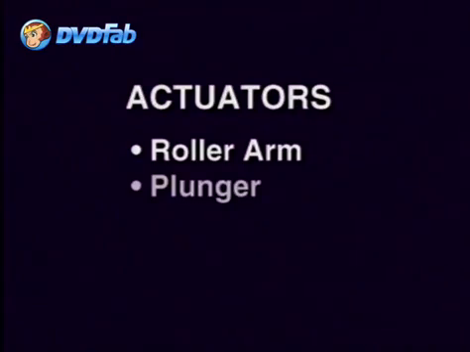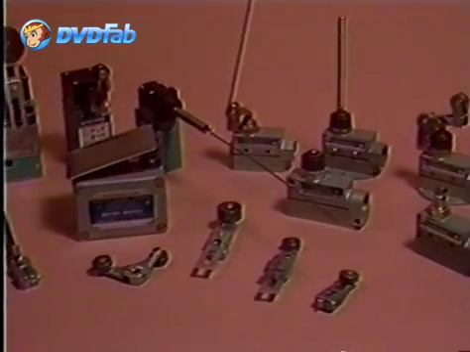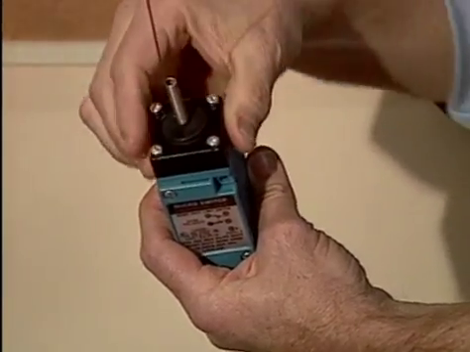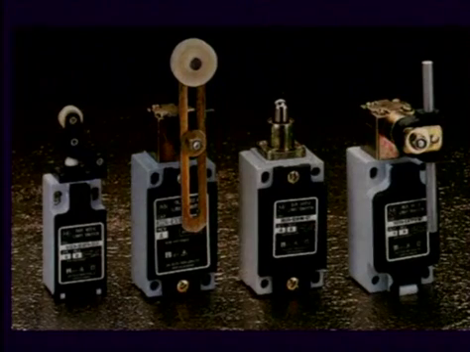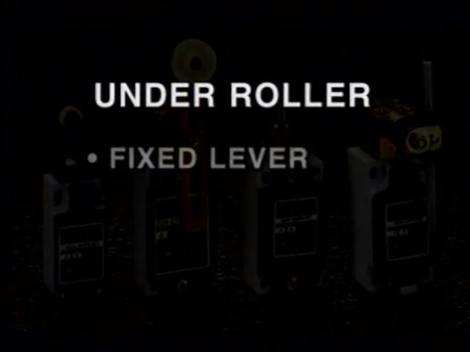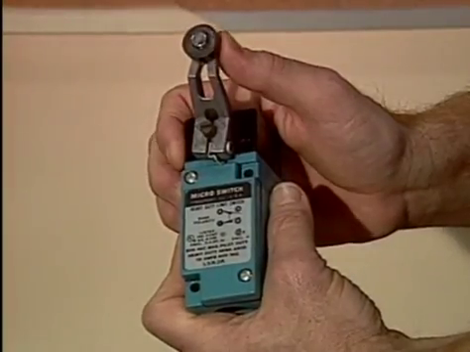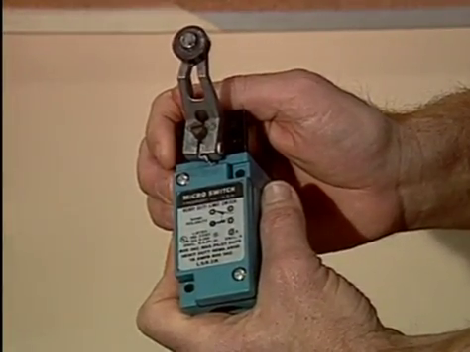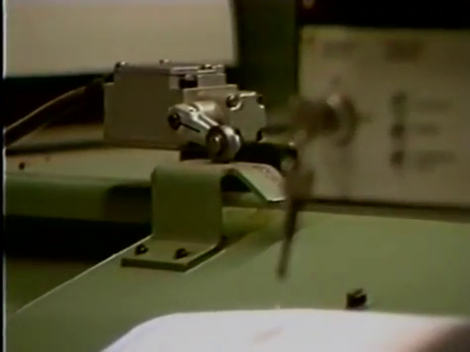Actuators come in three basic types, which are the roller arm, plunger, and wobble stick. These actuators are the elements that differentiate one limit switch from another. They are generally mounted on top of the switch body and can be changed without having to completely remove the whole switch. These three types have many different subclassifications, so to speak. Under the roller arm, you have the fixed lever type, the adjustable, and the fork lever type. The roller on top is connected to the arm to provide smooth movement and easy travel and to prevent the mechanism from excessive wear and tear. The design of how the actuator detects a part is the only difference.